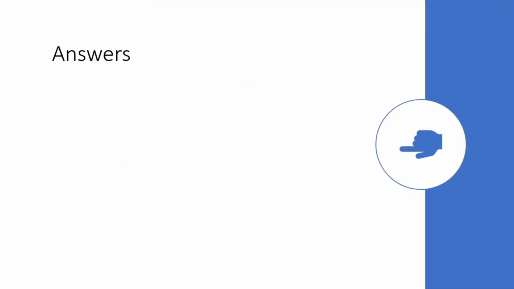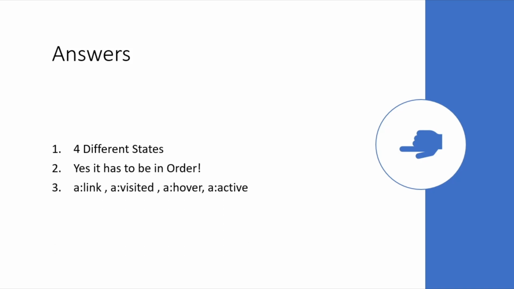So for number 1, we went through 4 different states. And number 2, yes, it has to be in order. And number 3, the link, visited, hover, and active.